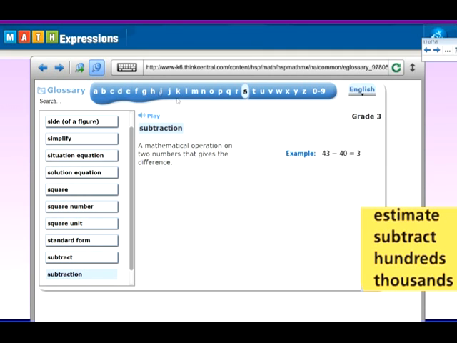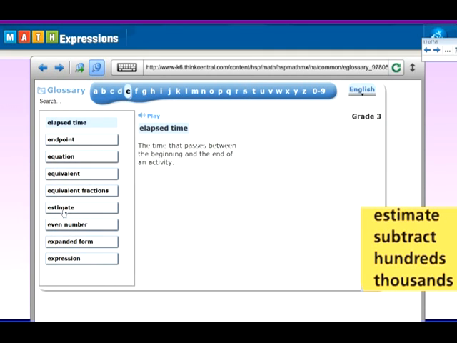Let's also look at estimate. Estimate is about how many or about how much. So when the questions on Wednesday's test ask you to estimate, you're going to tell about how many or how much. And that part will be on the test.